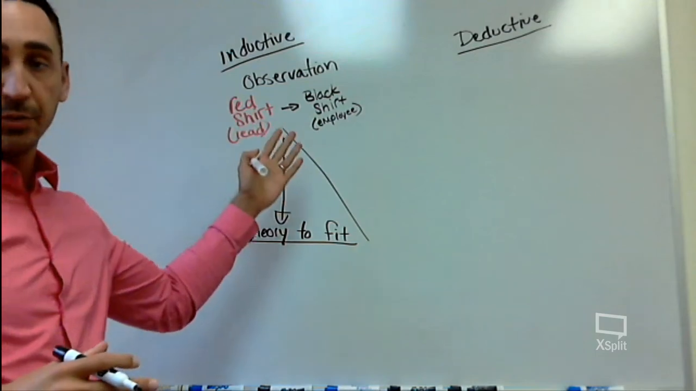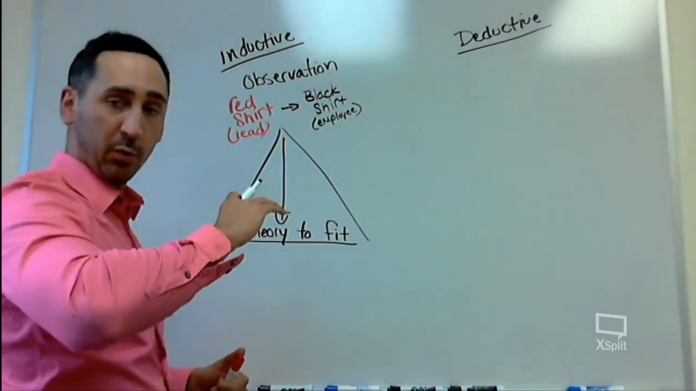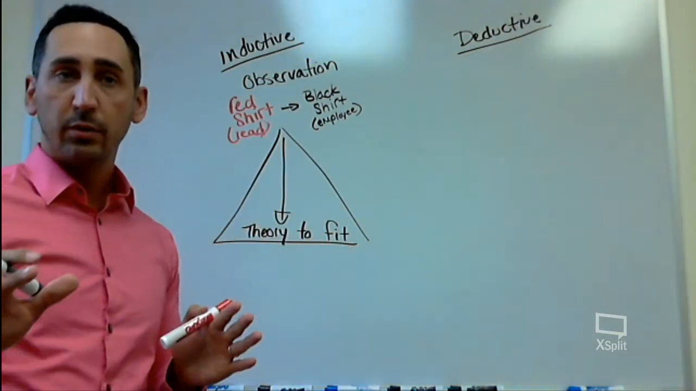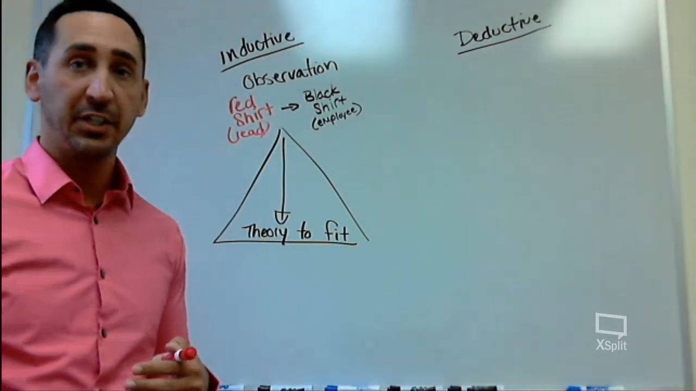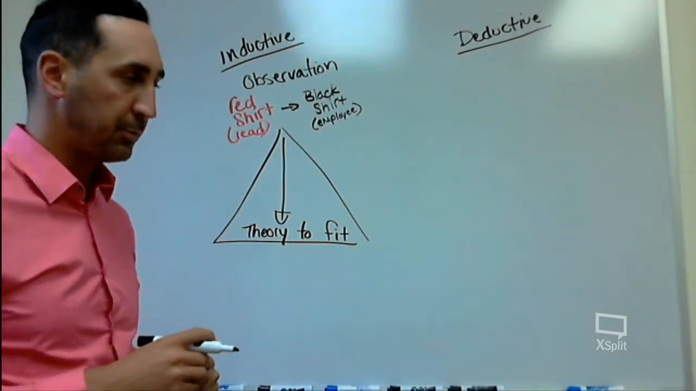So you start off with the observation, you find a theory that fits the observation. Now that is completely backwards from deductive reasoning, which is the other way you can do this. There's no real definite way you have to do this. The only thing you have to do is have the observation, you have to have a theory. Do you start with a theory, do you start with the observation? That's completely up to you.